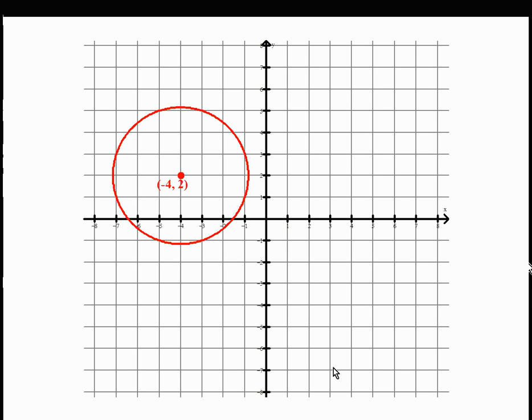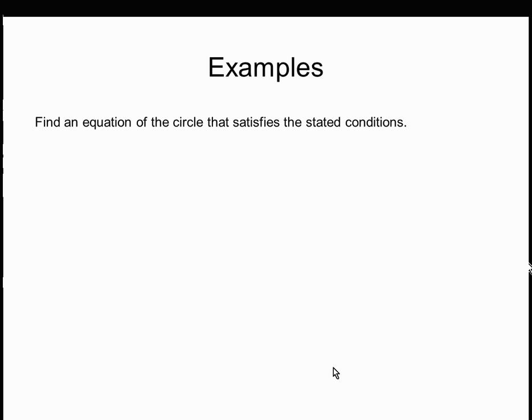Okay, let's see if we can find some equations of circles. Now remember, somehow, some way, we have to get the center and the radius. So find an equation of the circle that satisfies the stated conditions. Now again, we want the standard form. So here's our first one. The center is (4, -2), and the radius is 7. This gives us everything we need. Remember, we need the center, we need the radius.